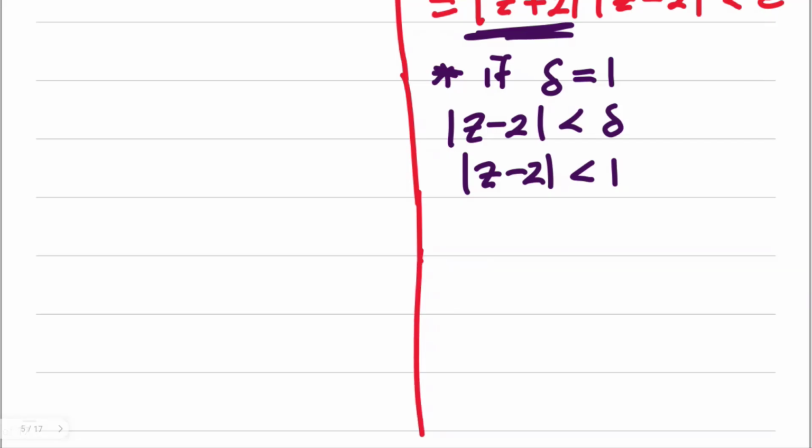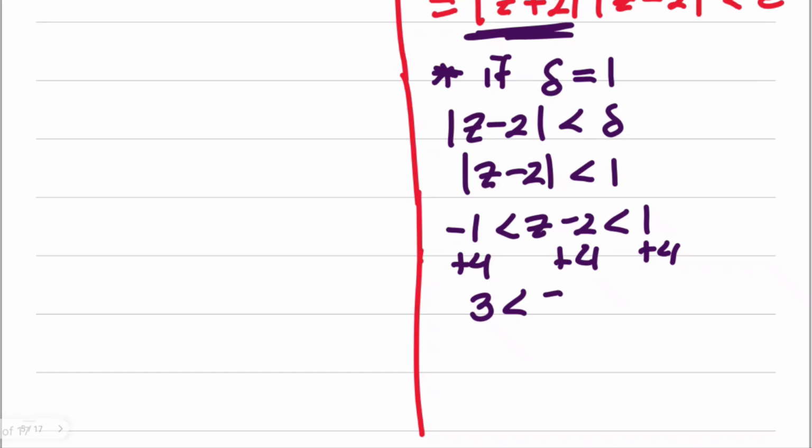So we'll have here negative 1 less than z minus 2 less than 1. We want this to be plus 2, so what we would like here is to add 6 here. Sorry, not add 6, add 4. Add 4 here and add 4 here. So you will have 3 less than z plus 2 and less than 5.